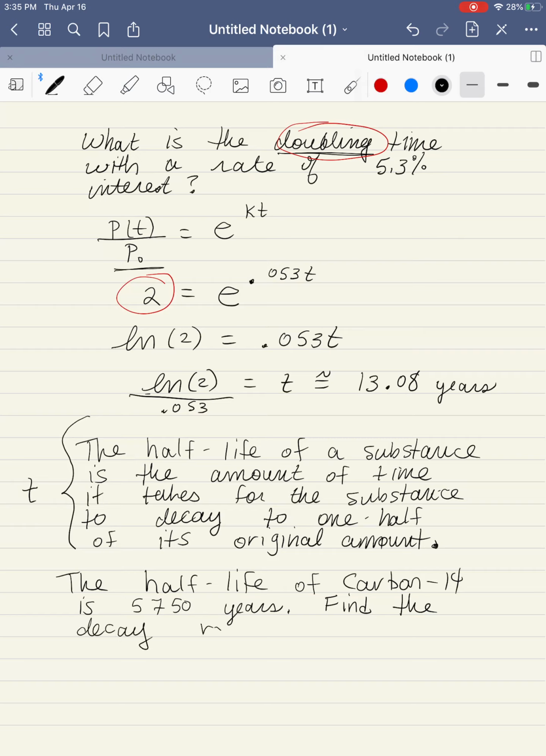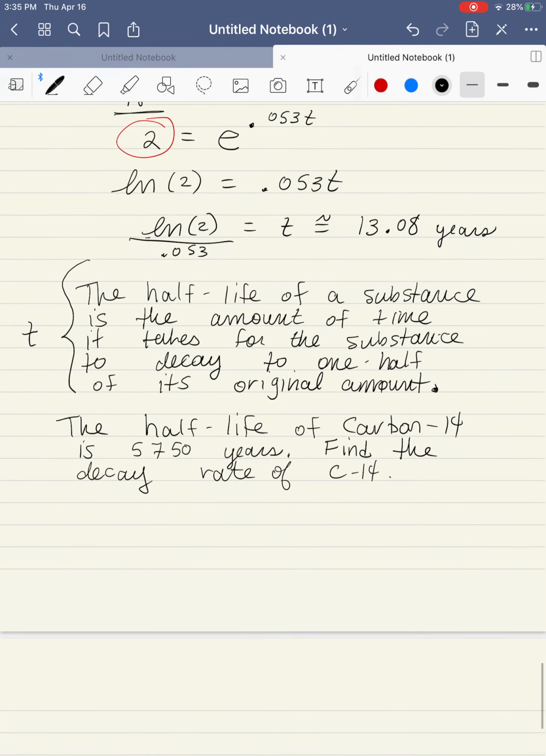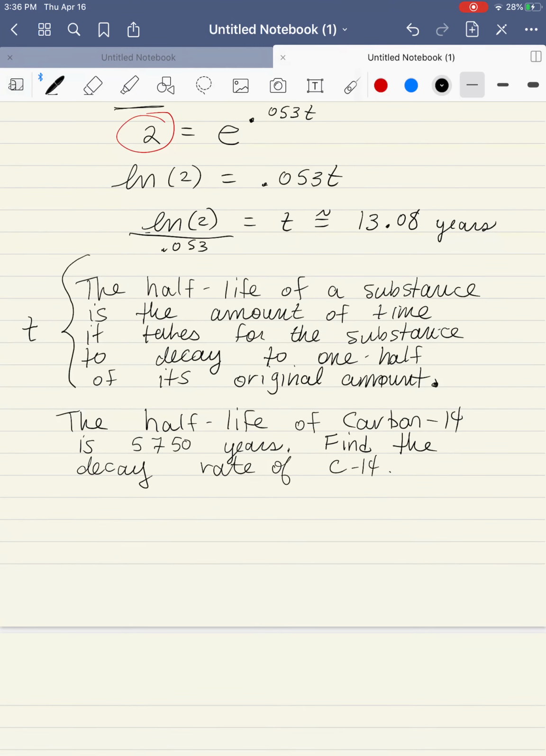What we want to do is find the decay rate of carbon-14. Now remember, the 14 here is part of the name. It doesn't have anything to do with the math that we're doing. So what we're going to do is write an exponential model. And remember, our exponential model looks like this.